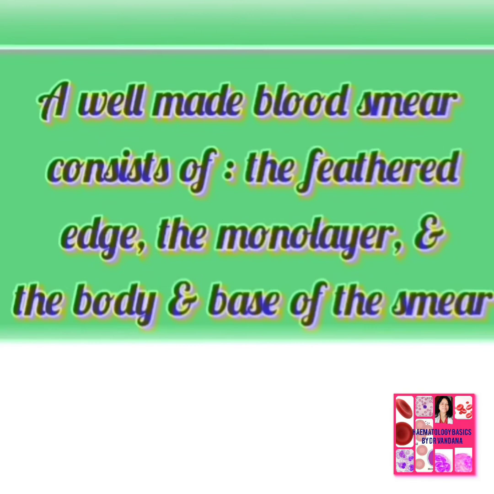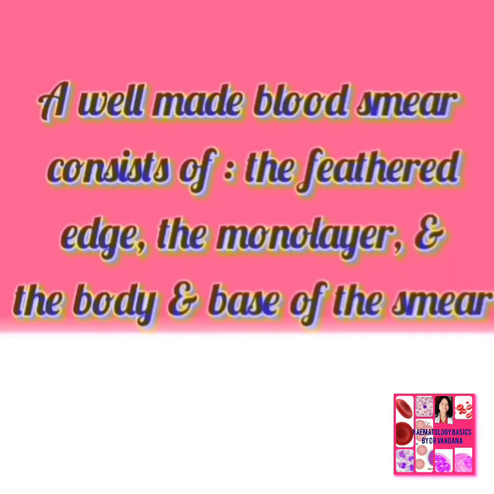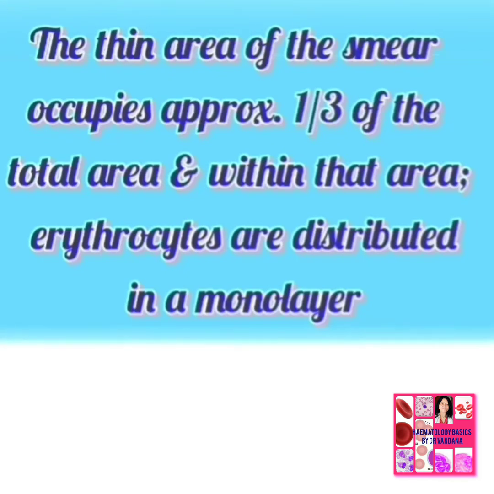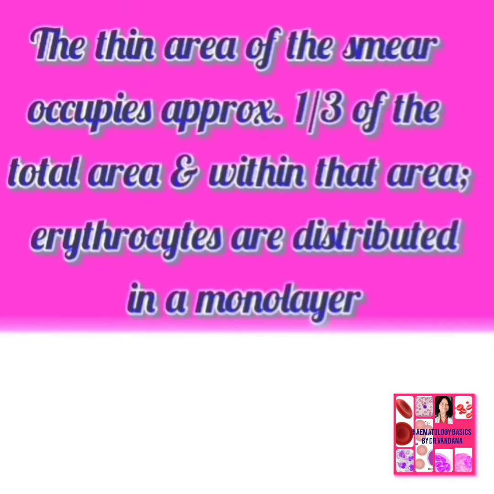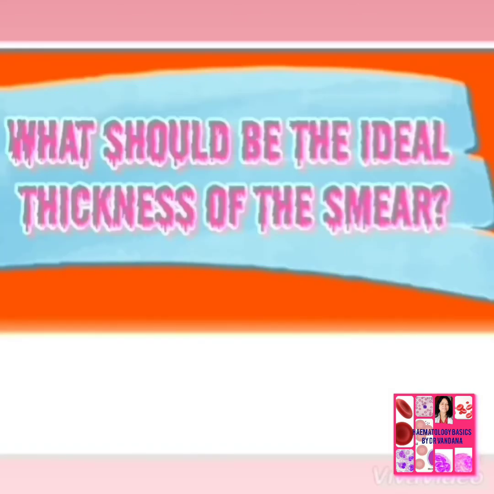Here you can see a well-made blood smear. It consists of the feathered edge, the monolayer, and the body and the base of the smear. The thin section of the smear occupies approximately one-third of the total area, and within that area, erythrocytes are distributed in a monolayer, and that is known as the zone of morphology.